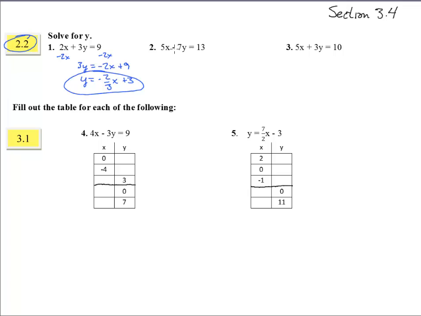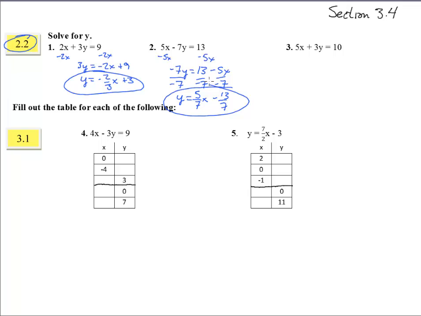Number 2, subtract the 5x from both sides. We get negative 7y equals 13 minus 5x. Divide both sides by negative 7, negative 7, negative 7. And we get y equals, this is going to be a positive 5/7 x minus 13/7. There we go.